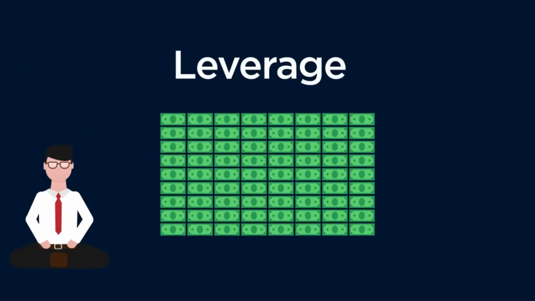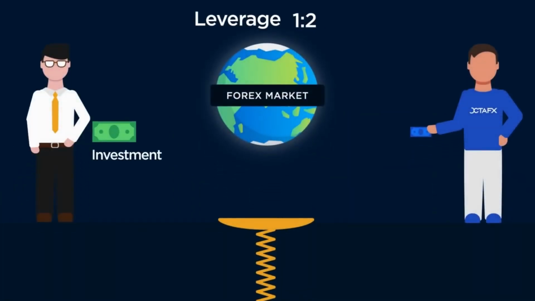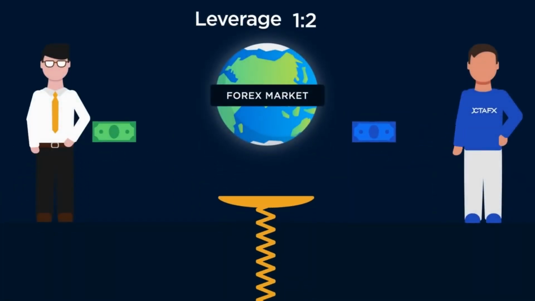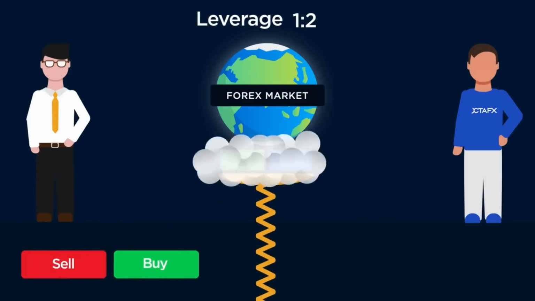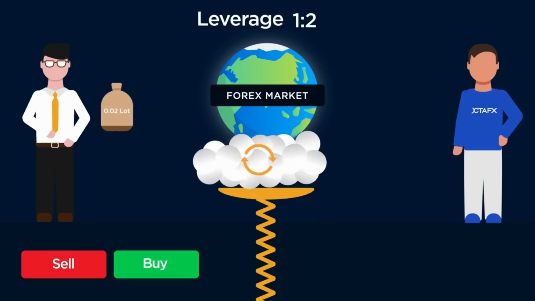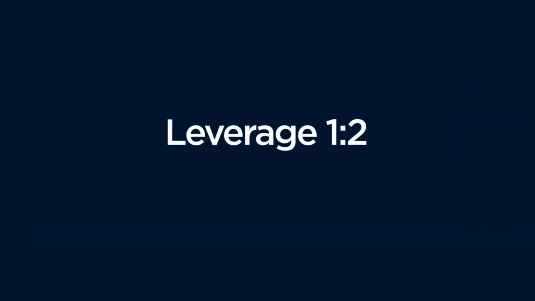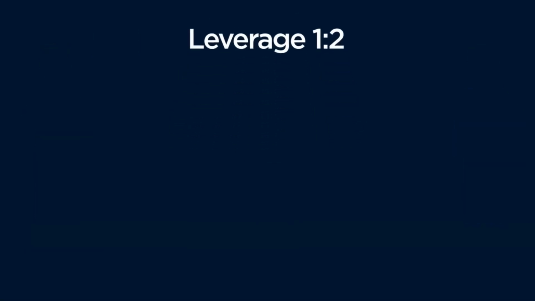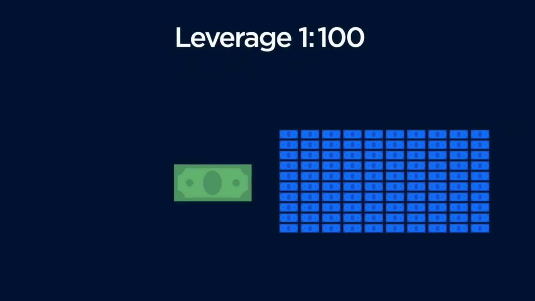Luckily, there is a leverage that your broker is ready to offer you anytime you open an order. Leverage is a loan that multiplies your initial investment. Your broker provides you with it at the moment you open your order. Leverage is expressed in ratios. If the leverage is 1 to 2, it means you can hold a position twice bigger than your initial investment. The leverage 1 to 100 allows to open positions 100 times bigger.